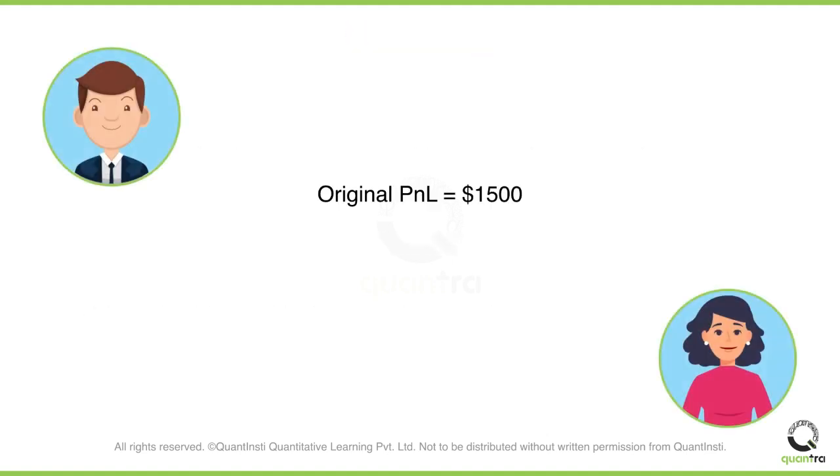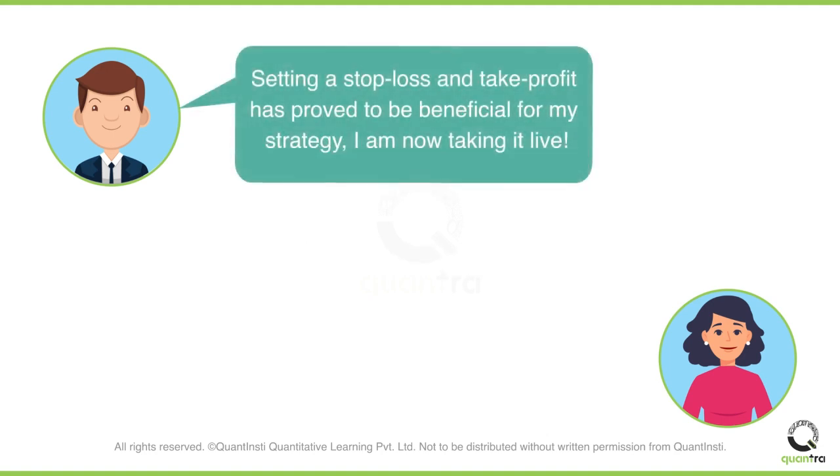John's strategy originally earned a profit of $1,500. But after taking steps to manage his risk, by setting stop loss and take profit, his profit increased to $1,700. He is happy with the performance, and is now excited to take his strategy live.